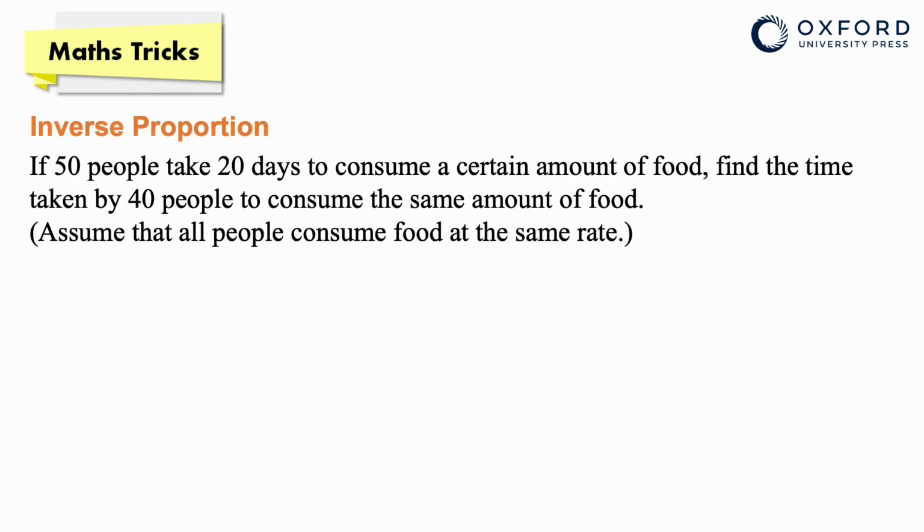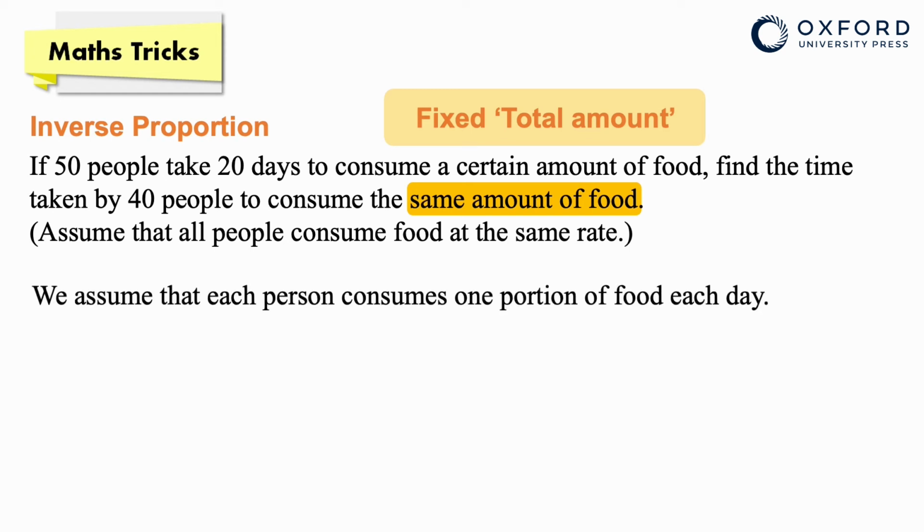This question is about inverse proportion. If 50 people take 20 days to consume a certain amount of food, find the time taken by 40 people to consume the same amount of food. Since the total amount of food is fixed, that means the number of people and the number of days are in inverse proportion. We assume that each person consumes one portion of food each day.